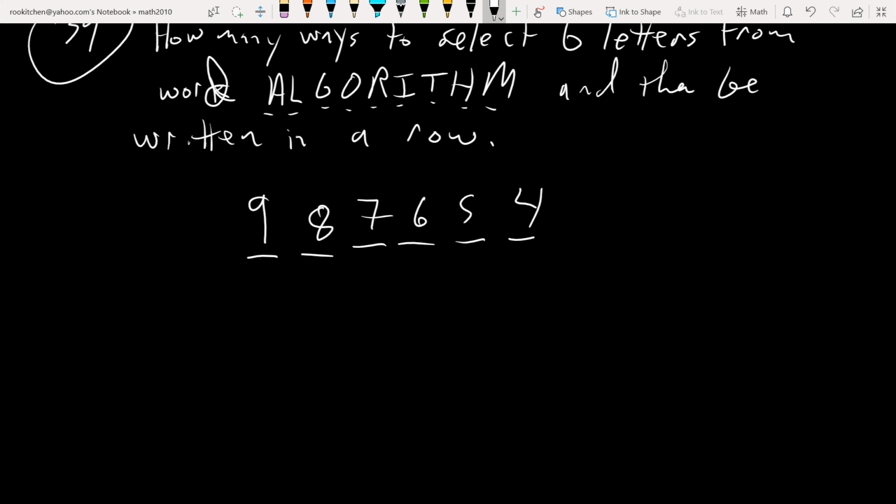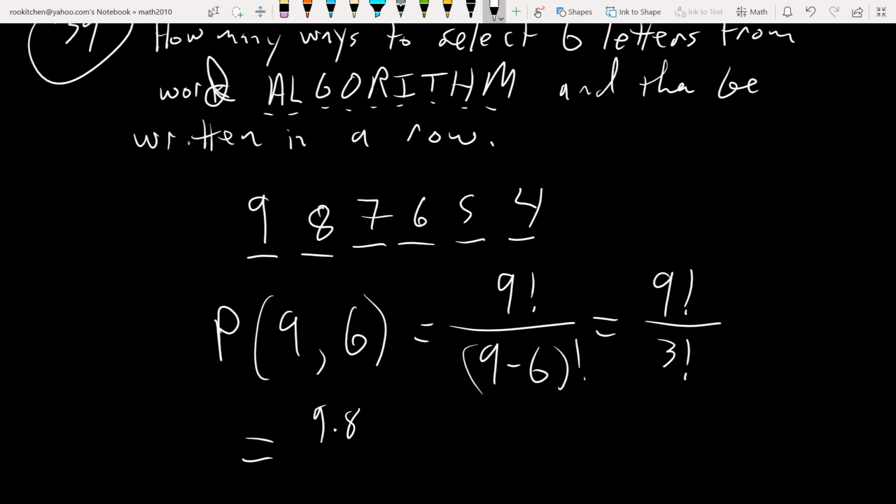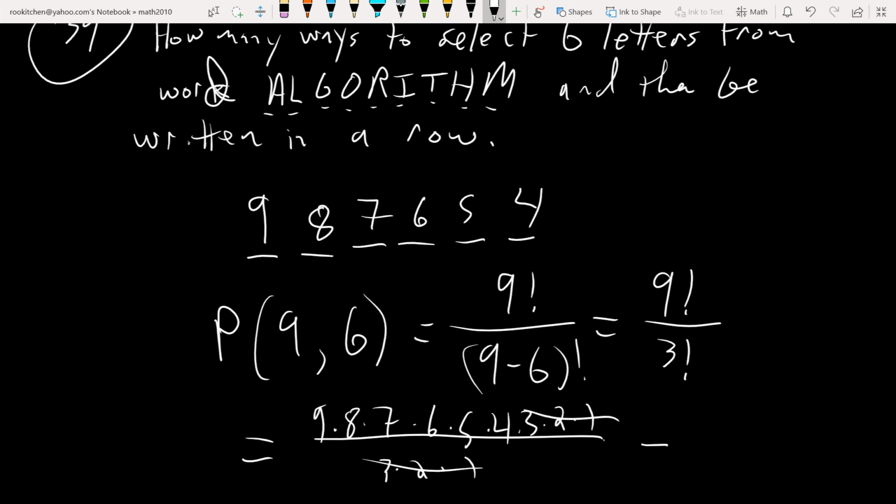That's one way to do it, but you can also now use the pick notation. So it's 9 pick 6, and then we could write that in factorial notation, 9 factorial all over 9 minus 6 factorial, which is equal to 9 factorial all over 3 factorial. If you expand that out, 9 times 8 times 7 times 6 times 5 times 4 times 3 times 2 times 1, all over 3 times 2 times 1, the 3 times 2 times 1s cancel, and lo and behold, you get what we probably thought we would get.